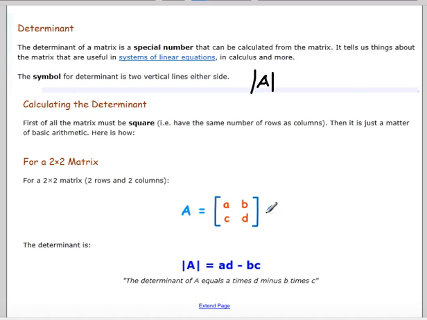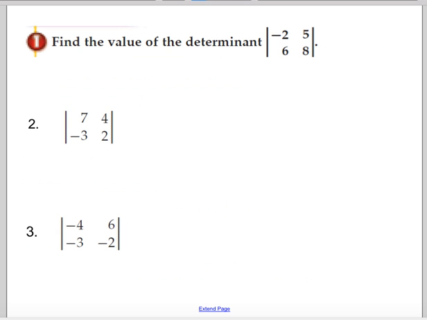So coming down here where it says A is equal to, and then you've got a, b, c, d. To find the determinant of matrix A there, you would take ad, so multiply a times d, and then minus b times c. So let's go ahead and actually use some numbers here and find this. So a times d would be -2 times 8, and then minus 5 times 6.